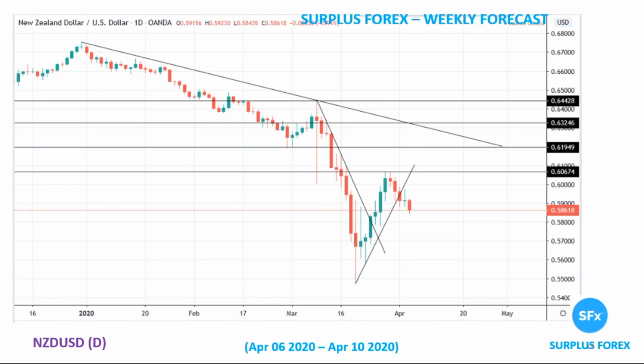For Kiwi and USD, as of now, it's in a downtrend. USD was rising continuously against Kiwi. We can see that it broke the uptrend line here, and is currently sitting at 58.61, and I expect it to go further down before coming back up.